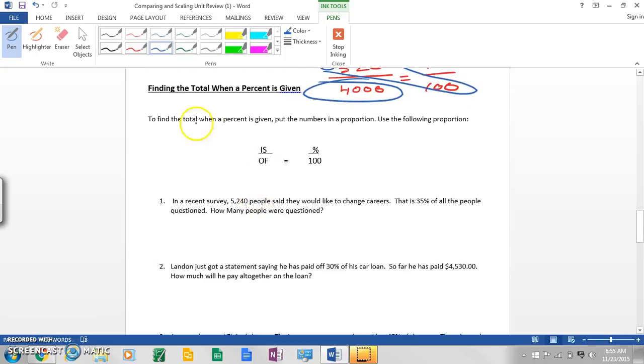The last type of problems here is find the total when the percent is given. In a recent survey, 5,240 people said they would like to change careers. That is 35% of all the people questioned. How many people were questioned? Well, we're given some hints here. First, let's set up what we know. We know the 100 is always going to be there. We know what the percentage is. That's 35. The real question here is where do we put this 5,240?